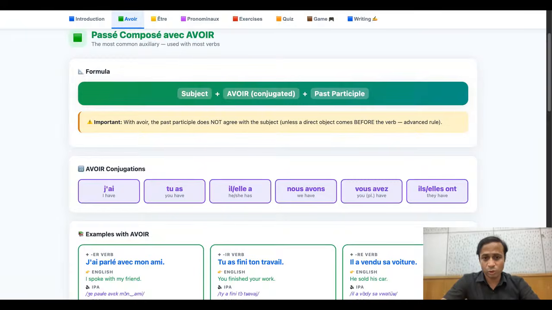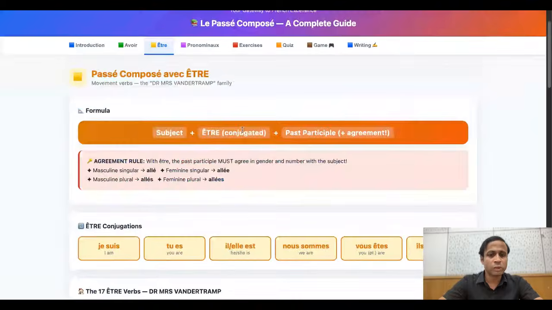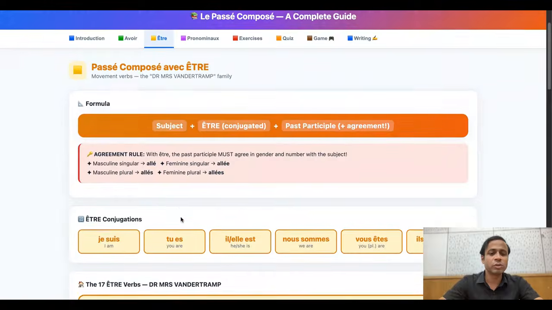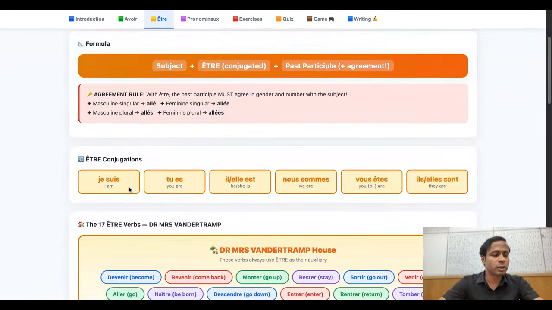Okay, these you can see on the screen also: j'ai, tu as, il, elle a, nous avons, vous avez, ils, elles ont. So this is the conjugation of avoir. This you have already done in the class. Second thing what you need, as I told you, subject plus conjugation of avoir in present tense, or conjugation of être. You can see it on your screen: je suis, tu es, il, elle est, nous sommes, vous êtes, ils, elles sont.